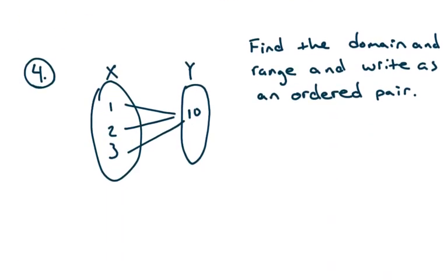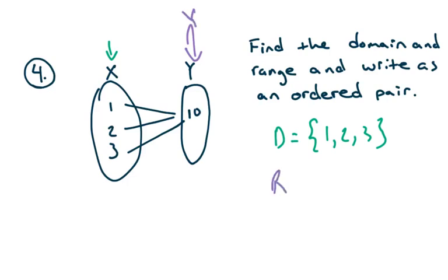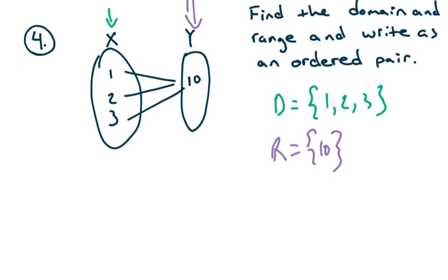And we have different formats of this. So this is called mapping. Again, x is the domain. So that's still going to become 1, 2, 3. Y is the range. So that's going to become 10. And to write as an ordered pair, this is interesting because they all get mapped to 10. So this is going to be (1, 10), (2, 10), (3, 10). And that's it.